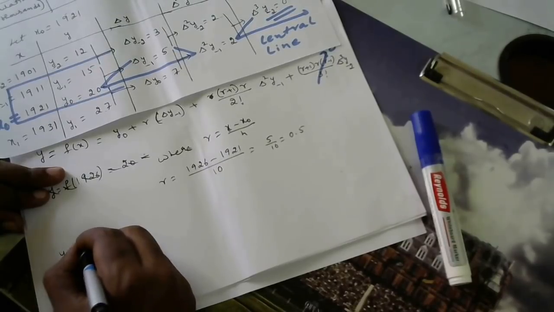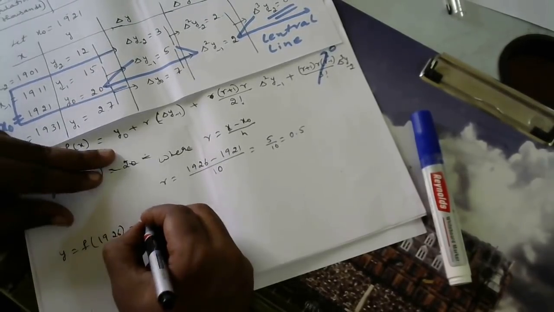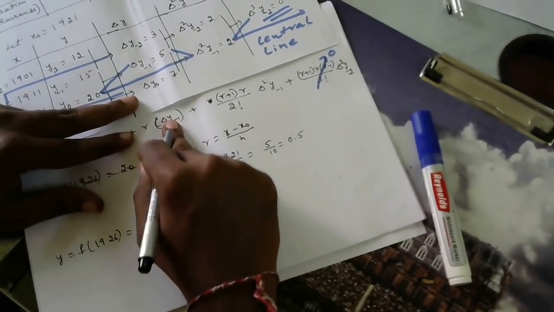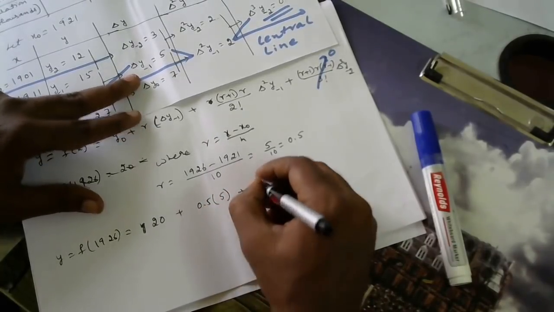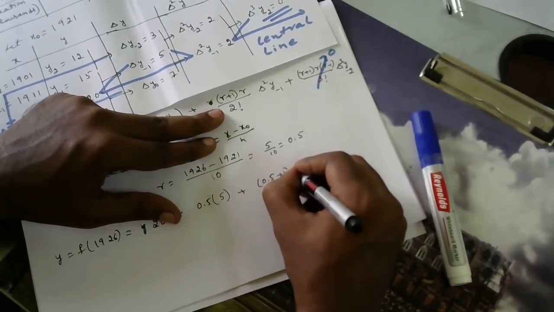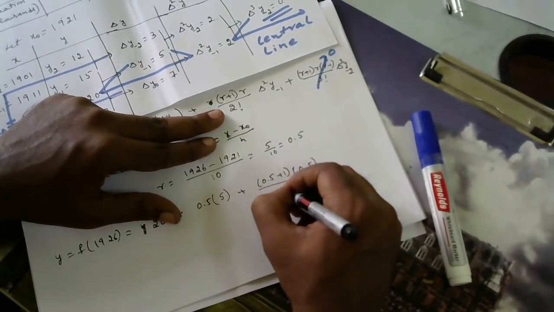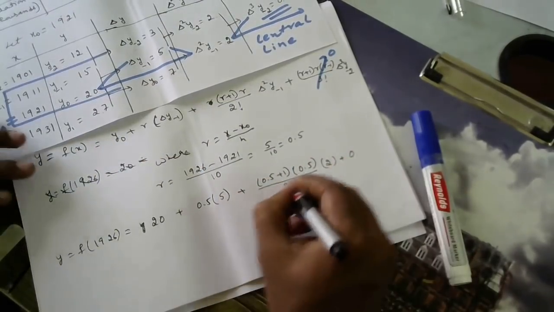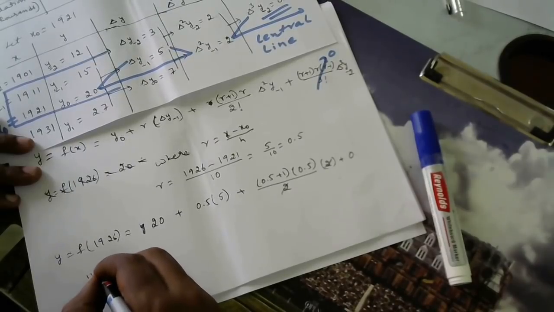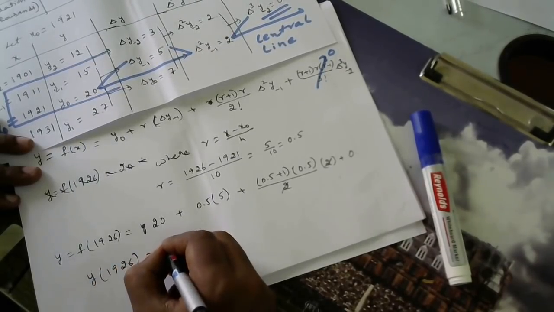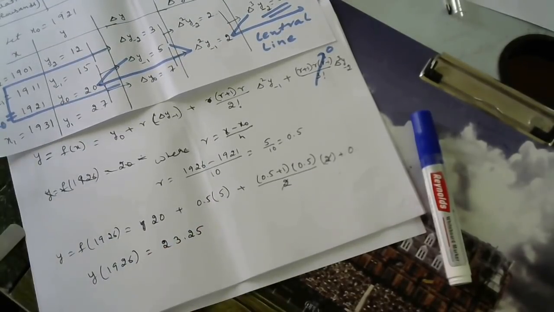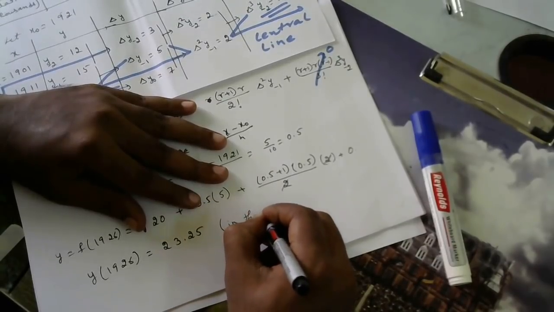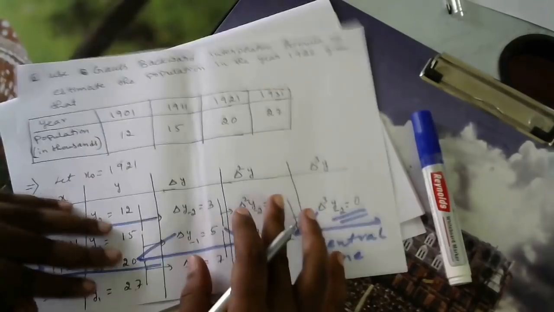What do you get? y equals f of 1926 equals y naught value 20 plus r value 0.5 into delta y suffix minus 1, it is 5, plus 0.5 into 0.5 plus 1 whole divided by 2 factorial, which is 2, into delta square y suffix minus 1, which is 2. So the last term is 0. So the 2 will get cancelled, and if you multiply you will get the final answer: 23.25 thousand population. Here in thousands, because it is in thousands.